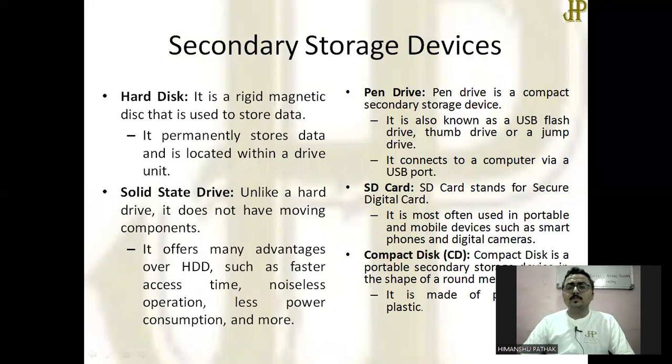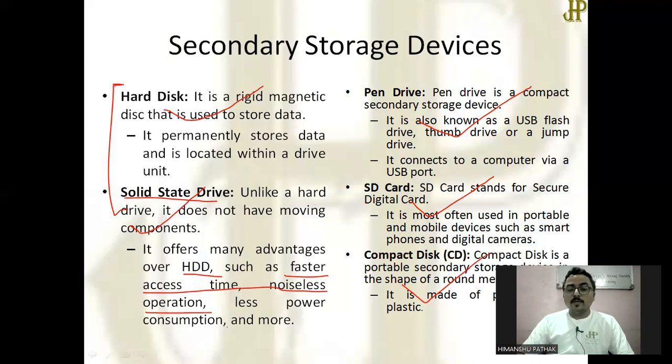There are various secondary storage devices like hard disk, SSD, solid state drives, pen drives, SD card, compact disk, and many more. Generally, in all computers, you will see either SSD or hard disk. In recent times, you can see solid state drives. Why? Because they offer various advantages over hard disk: faster access time, noiseless operation, less power consumption, and more.